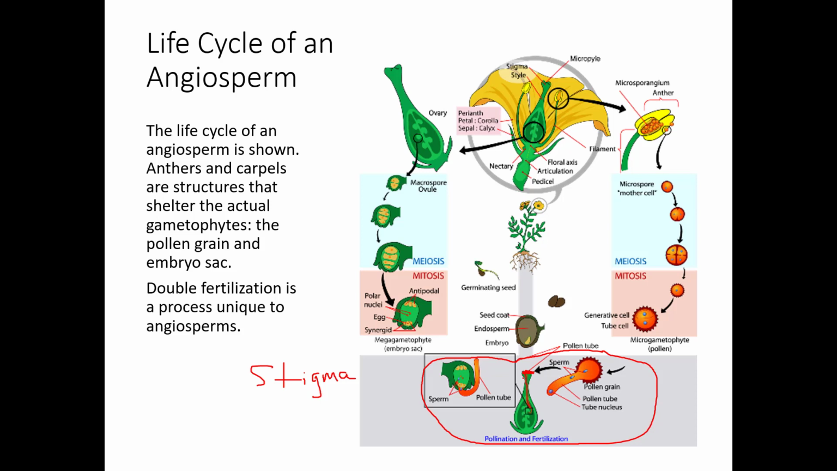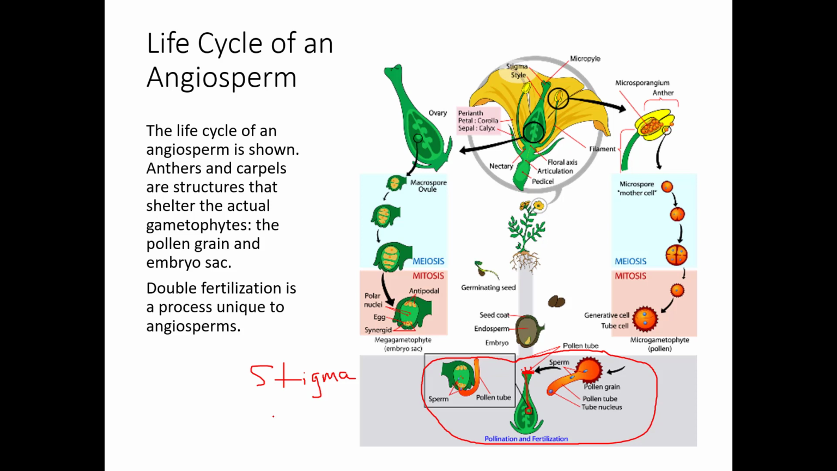And each pollen grain can only send a tube cell down towards one ovule. So in other words, if there are 6 ovules in this picture, then in order for all 6 eggs to get fertilized, you'd have to have 6 pollen grains touch the stigma. And each of them will send down a tube, and the sperm will reach the egg.